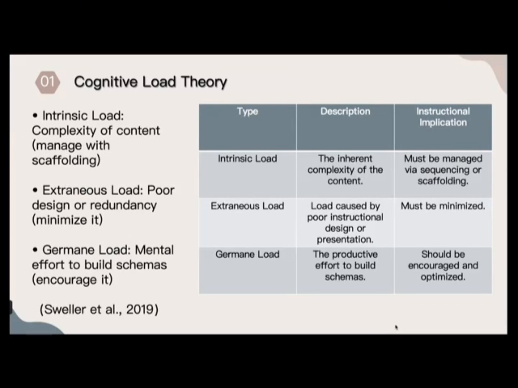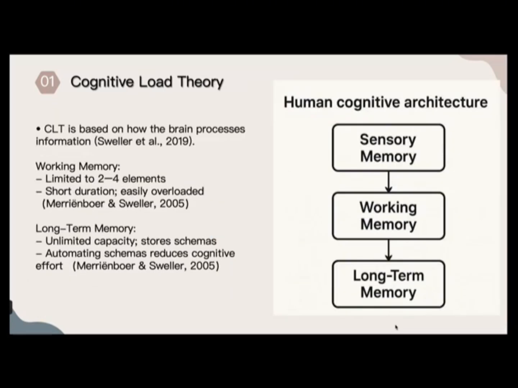Okay, cognitive load theory posits that the effectiveness of learning depends on the cognitive load imposed on working memory during the learning process. To optimize learning outcomes, instructional design should reduce irrelevant cognitive load and help learners focus on goal-related information. So cognitive load is divided into three types: intrinsic load, extraneous load, and germane load. Cognitive load theory explains how the brain processes information during learning.